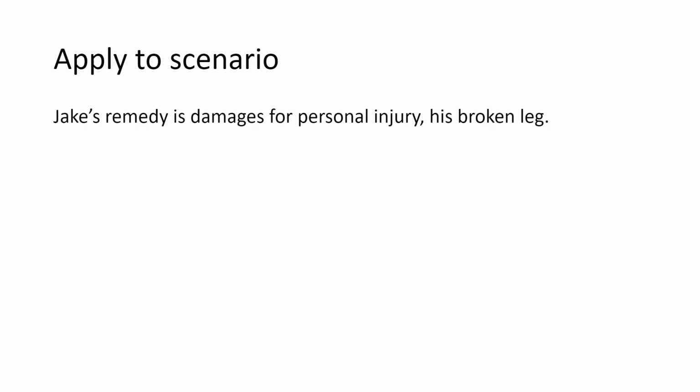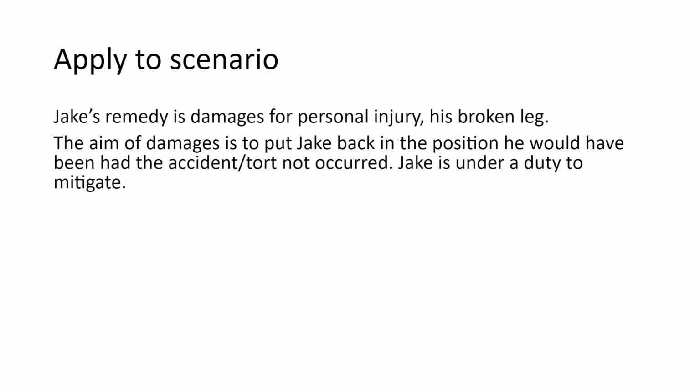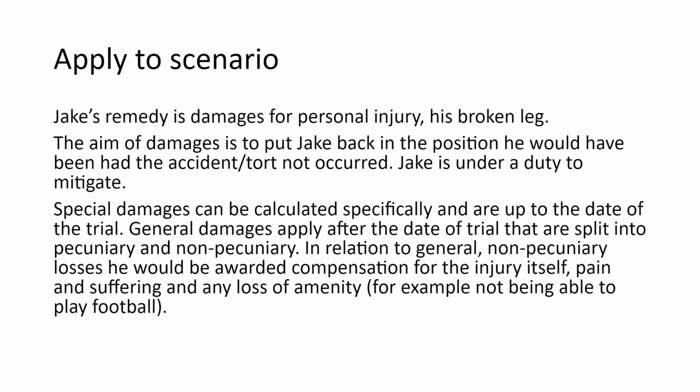So applying that to the scenario here, Jake's remedy is damages for personal injury, his broken leg. The aim of damages is to put Jake back in the position he would have been had the accident not occurred. He's under a duty to mitigate. Special damages can be calculated specifically and are up to the date of the trial. General damages apply after the date of the trial, and they're split into pecuniary and non-pecuniary. In relation to general non-pecuniary losses, he would be awarded compensation for the injury itself, pain and suffering, and any loss of amenity, for example, not being able to play football.